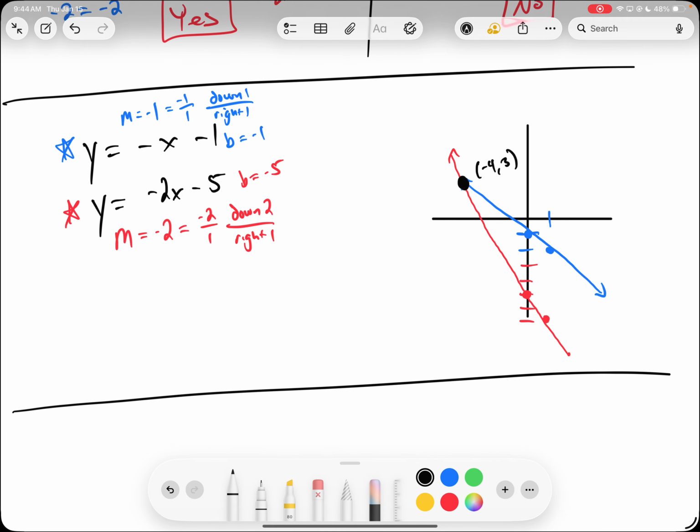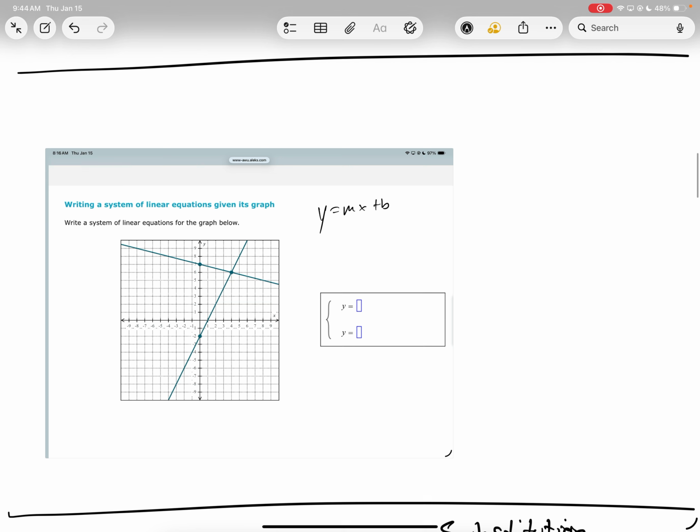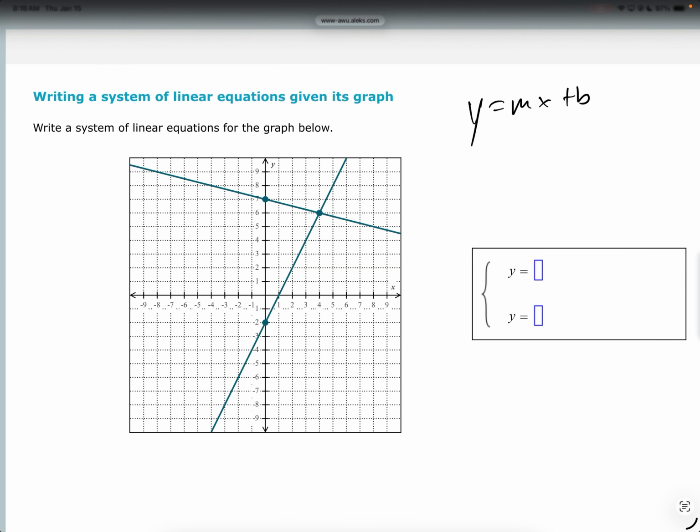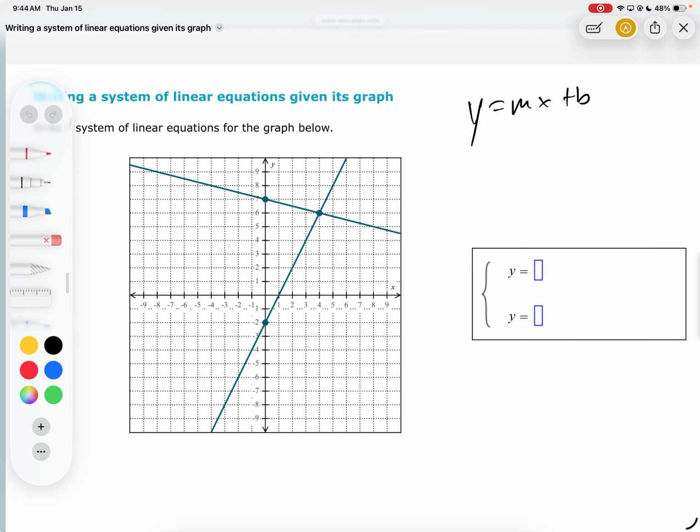Wait, maybe I have one. Sorry, I have one right here. So this topic is you are going to write the equations out. It really doesn't have to do with the intersections. It's more about reading the graph and finding the different ones. It doesn't matter which one you put first or second. Well, we didn't do this the other day, so I figured I'd hit it real quick.